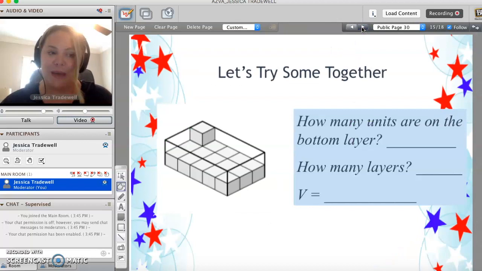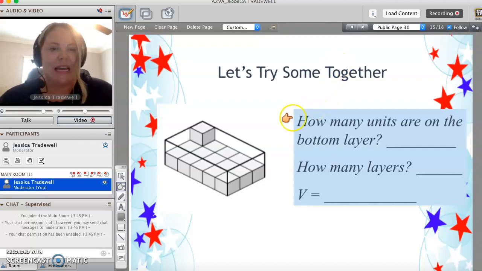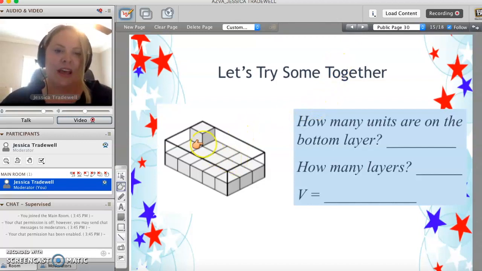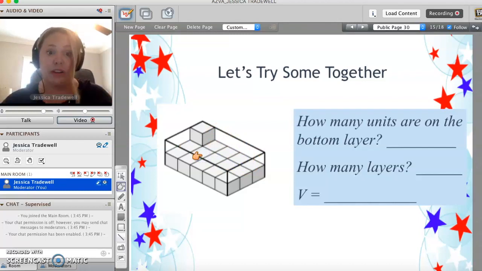Okay, welcome back. I hope you got that. We're going to take a look at a little bit of a different type of question. Take a look at this prism. It's only half full. Don't let questions like this confuse you. Right here, this airspace, that's what we're going to try to calculate to figure out what the total volume is. So to solve this one, we need to figure out first how many cubes are on the bottom layer.